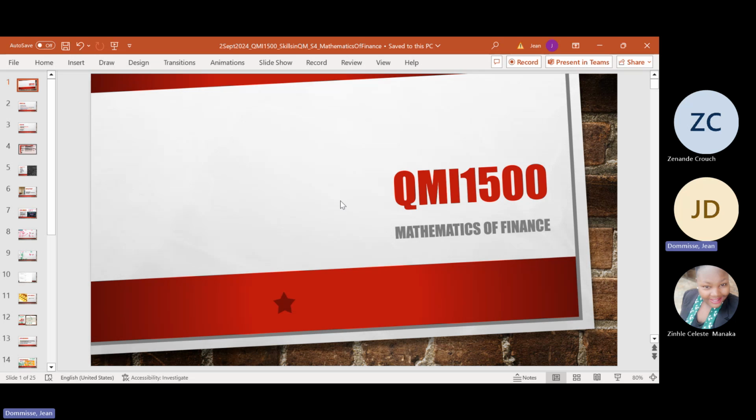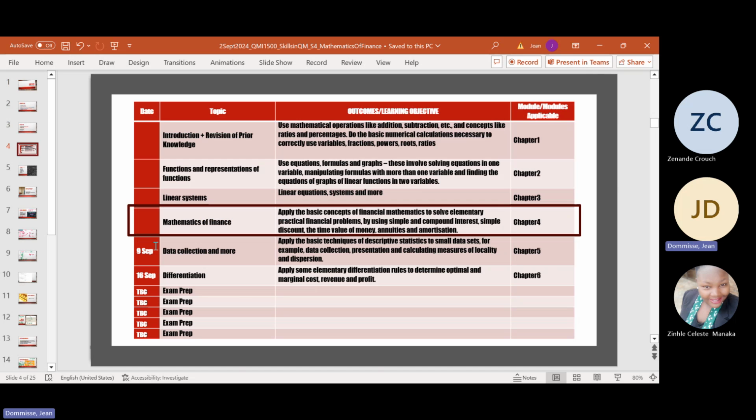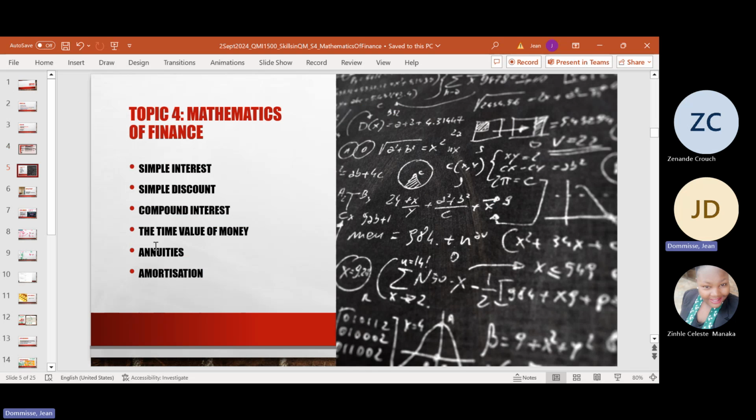Next week we can finish off with differentiation. So tonight just doing the final work on mathematics of finance. So we will be looking at annuities and amortization. After that, we can also look at data collection, and then next week we'll go into the differentiation component. Okay, so just a quick recap.